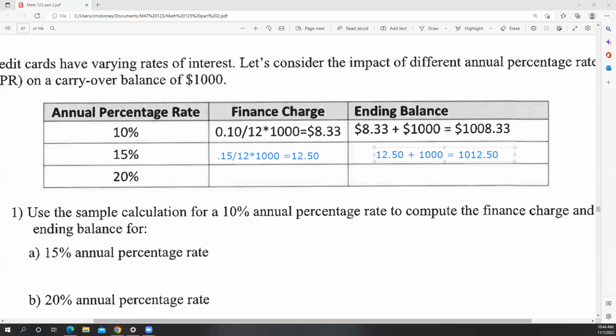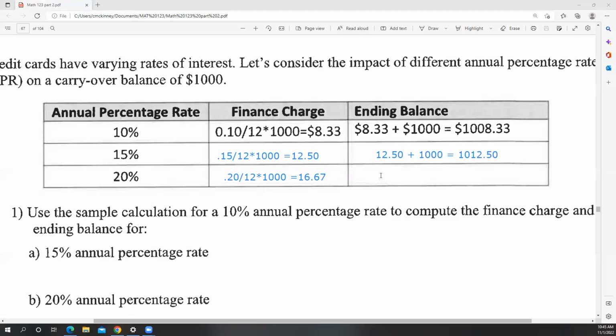$1,012.50. If you forget to move the decimal, I know that credit card companies are ripping us, they take advantage of people, but you would get something extremely different. So here I get $16.67 for the finance charge. Makes sense, right? It should be about twice what the 10% is. The only reason it's not exactly double is rounding, because this actually rounds up.